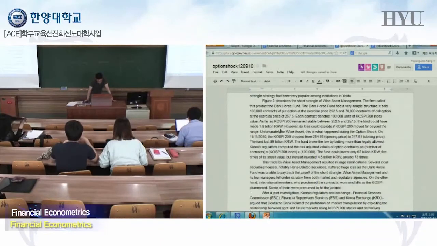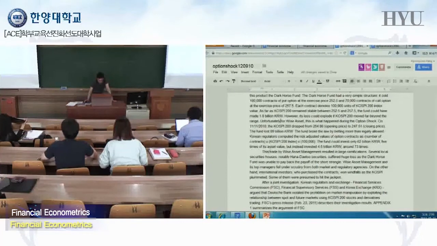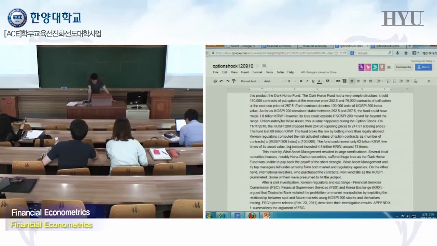So this trade by YG asset management resulted in large ramifications. Several local securities houses, notably Hana Daetoo Securities, suffered a huge loss as the dark horse fund was unable to pay back the payoff of the short strangle. YG asset management and its top managers fell under scrutiny from both market and regulatory agencies. On the other hand, international investors who purchased the contract won a windfall.